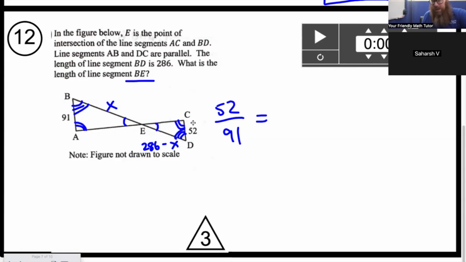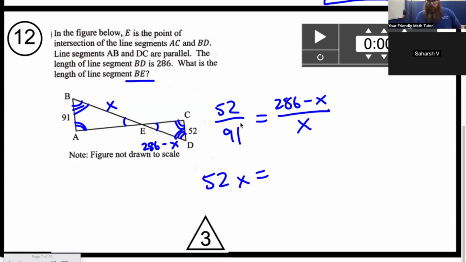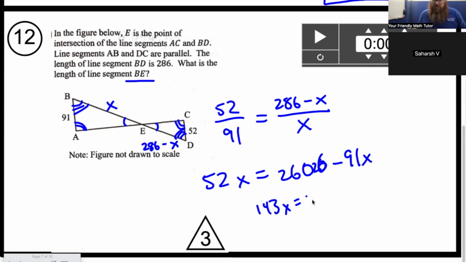So now, I chose to do 52 over 91, this one over this one. So then I got 286 minus X over X. All right. Now I just cross multiply. So 52X. If I cross multiply this way, I got 91 times 286 is 26,026. Minus 91X. Add the 91X over. So 143X is 26,026. And then finally divide, and you get X is 182.